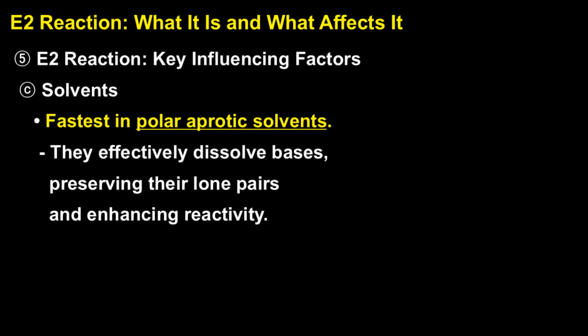Solvent choice also matters in E2 reactions. It affects how strong and available the base is. Since E2 needs a strong base to remove the beta hydrogen, the solvent should support, not weaken, the base. Polar aprotic solvents are ideal. They dissolve ionic compounds but don't hydrogen bond with the base. This keeps the base free and reactive, helping the reaction move faster.